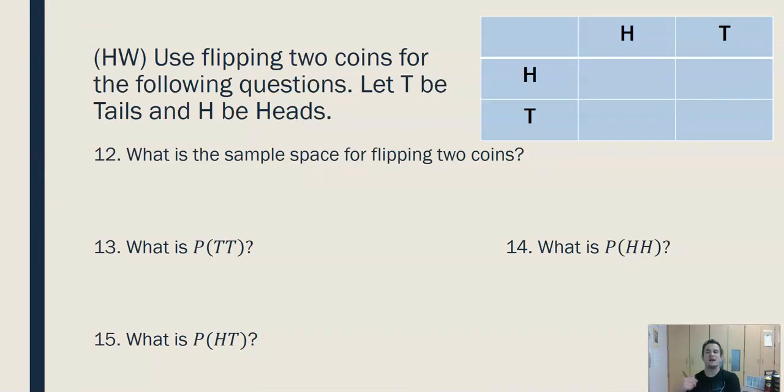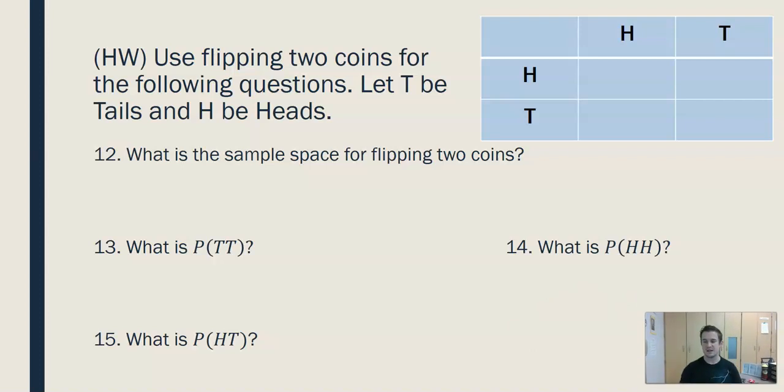Now I want to do a couple of the questions off of your homework assignment to give you a head start on that. These are questions 12 through 15, I believe. It says, use flipping 2 coins for the following questions. Let T be tails and H be heads. What is the sample space for flipping 2 coins? What are all the possible outcomes I could get when I flip 2 coins?